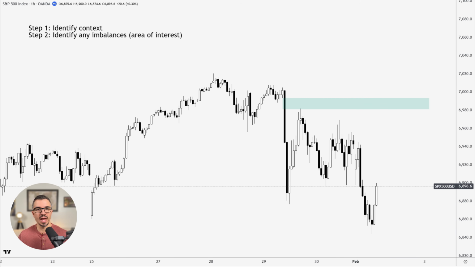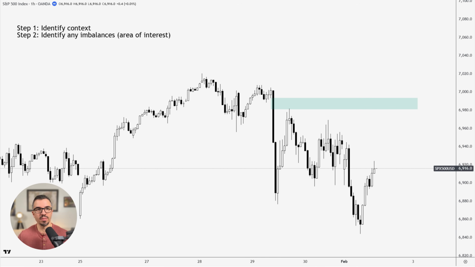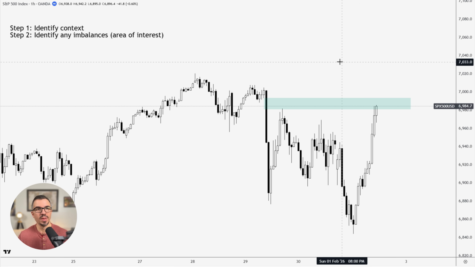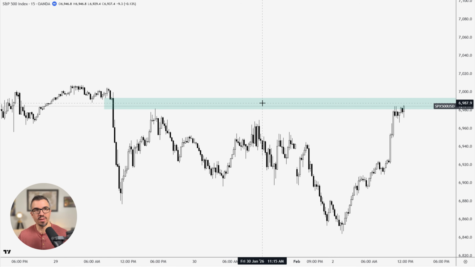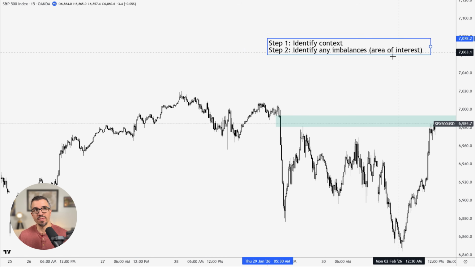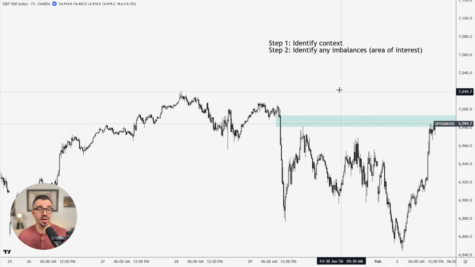So let's play this forward now and see if we do get the S&P 500 coming up here in this area. So right there, we tap into this imbalance. Now, at this point, what I'm going to do is drop down to a lower time frame. Now, typically, if I'm using the 1 hour time frame for directional bias or context, then I'm dropping to a 5 minute to look for a lower time frame change of character.